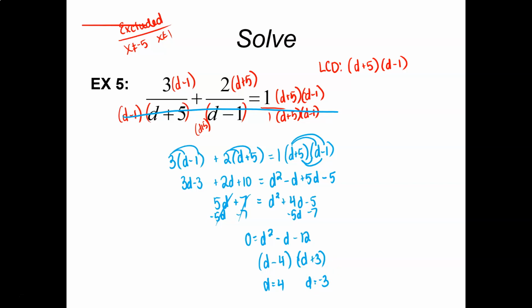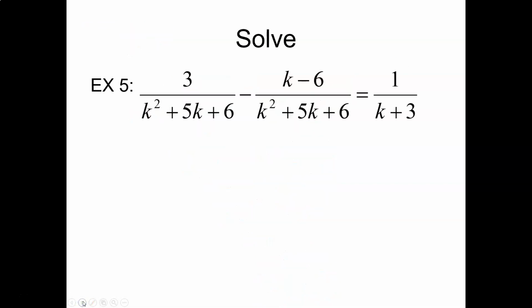Are either one of those my excluded values? No, that was negative 5 and 1. So these are both answers. Okay. Questions? Okay, let's look at this one.